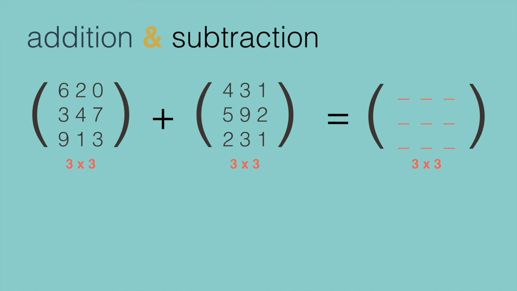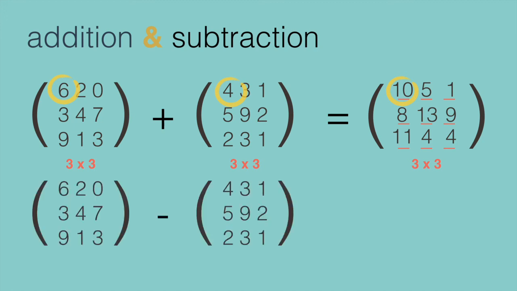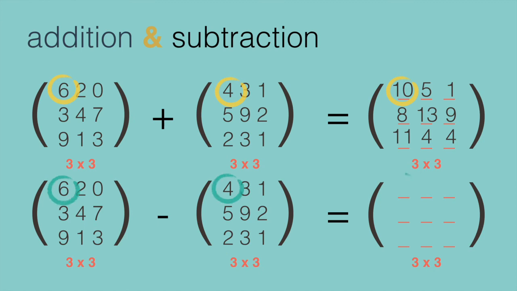All we have to do is just add the numbers according to their positions. So for example, we take the number which is in the top left, which is 6, and we add it by 4, which results to 10. Now we do the same thing to the whole matrix to get the sum. The same thing applies to subtraction. The matrices has to have the same dimension. So again, we subtract 6 by 4, which results in 2, and again apply the same thing to the whole matrix.